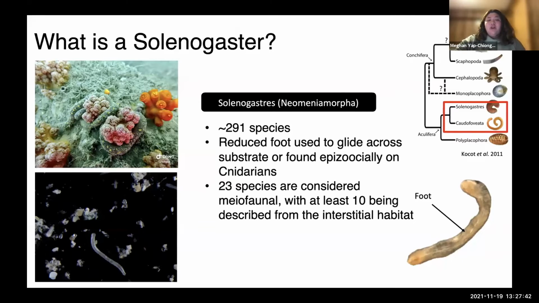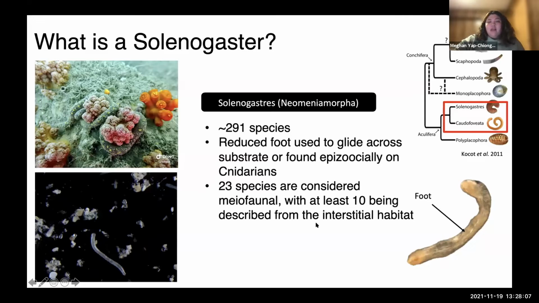So there are about 291 species of Solenogasters. So again, they do have that reduced foot. You can see it just in this line on the ventral side of the animal here. And they use that to glide across substrate, or sometimes they're found on cnidarians that they eat. So there's a big Epimenia here that is found in association with some of these corals.